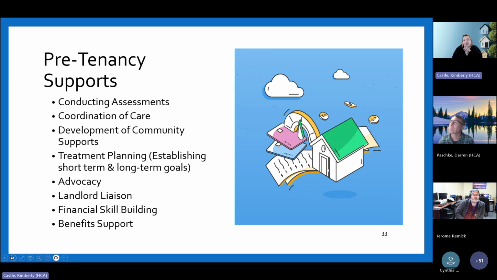If you can do that good landlord liaison work, you may have people that just call you and say, I got a unit. Who do you got? Right. And so building those relationships, not only building them, but maintaining them.